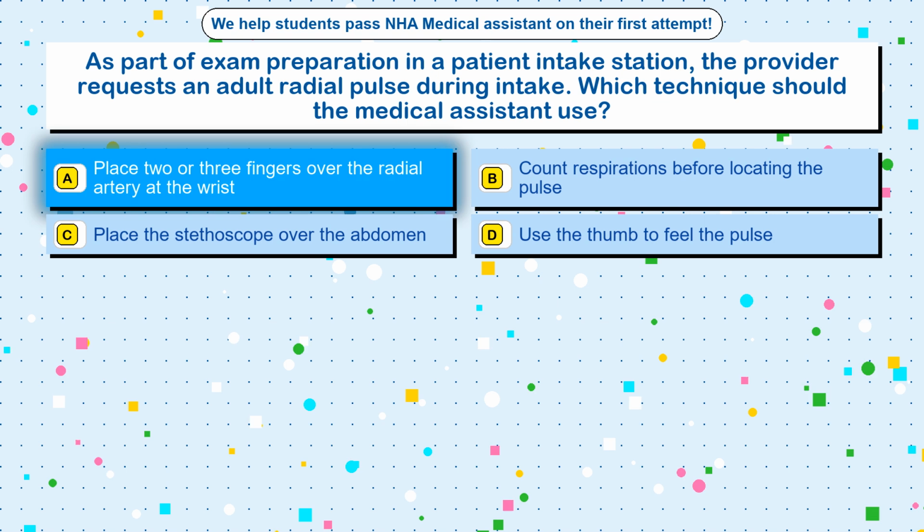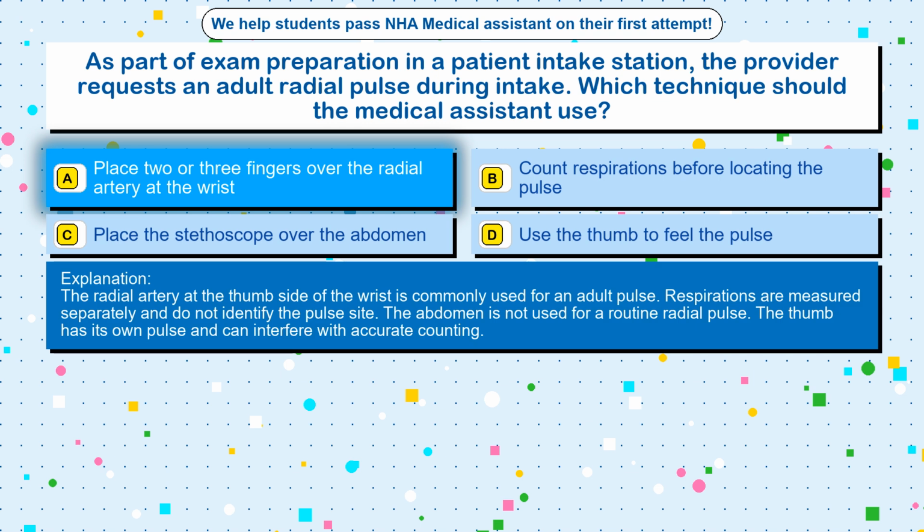The correct answer is option A, place 2 or 3 fingers over the radial artery at the wrist. The radial artery at the thumb side of the wrist is commonly used for an adult pulse. Respirations are measured separately and do not identify the pulse site. The abdomen is not used for a routine radial pulse. The thumb has its own pulse and can interfere with accurate counting.